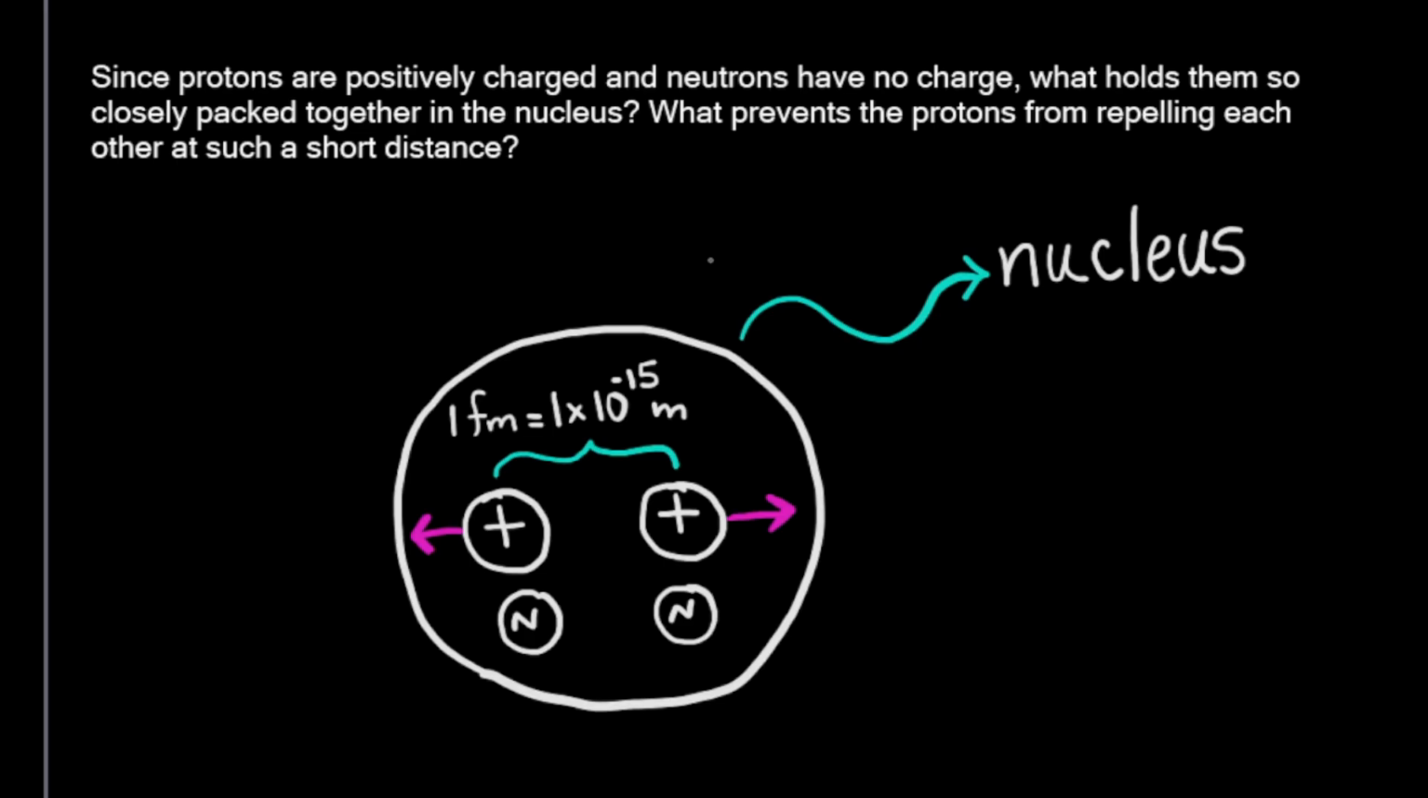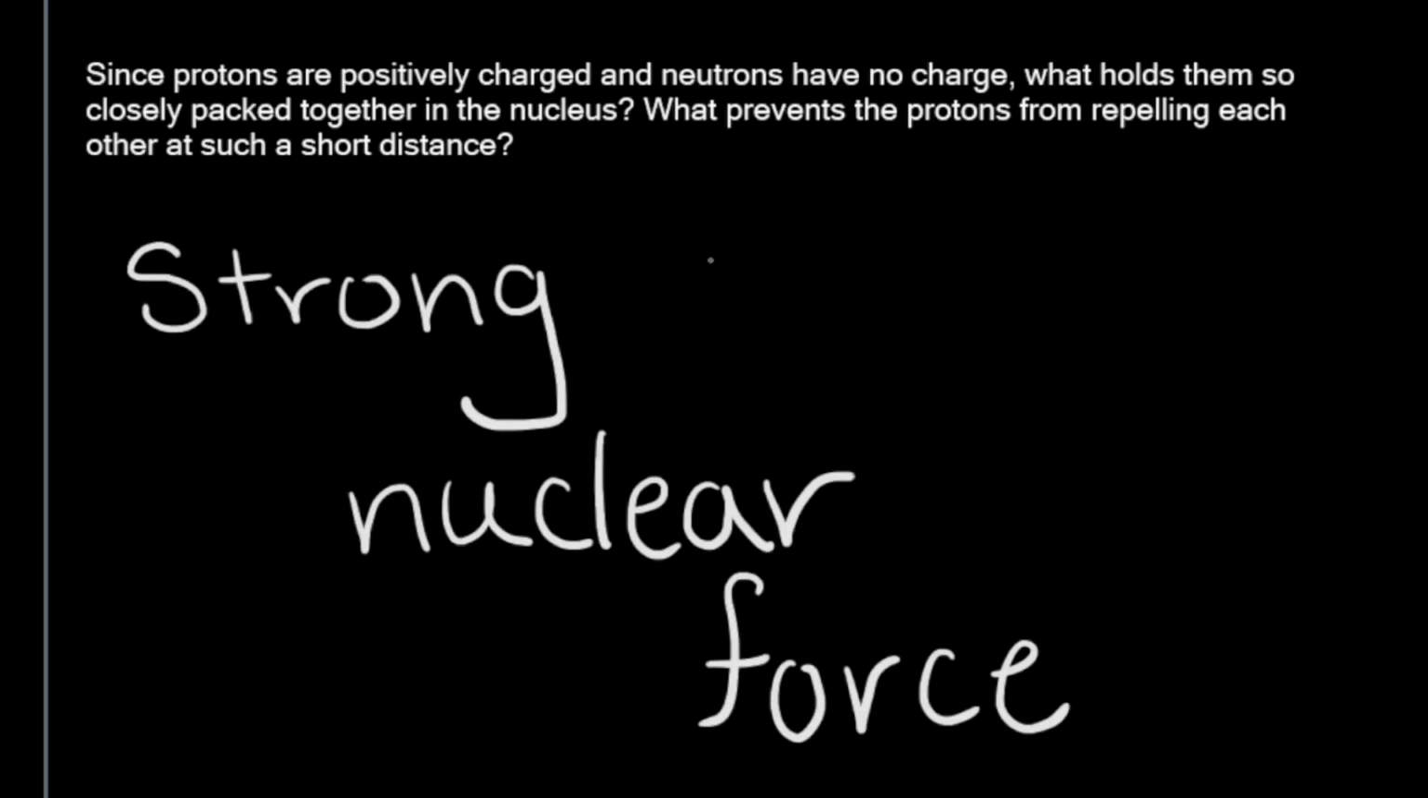The distance between two protons inside the nucleus is about 1 femtometer, and 1 femtometer is about 1 times 10 to the minus 15 meters. Think about this question. Why don't protons just repel one another? How can they exist so close together in the nucleus?